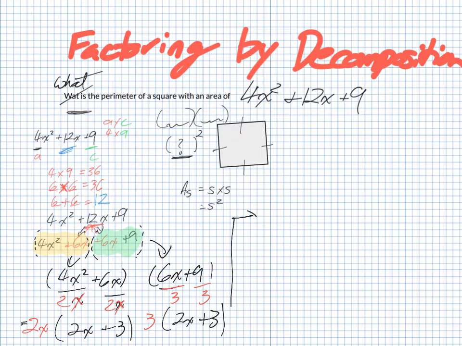I'm going to come back up on this side here. Let's rewrite it. So our expression, all we've done, we haven't changed any values. We've just written it a little differently. The expression that was originally 4x squared plus 12x plus 9 is now written like this. We have it as 2x bracket 2x plus 3 and 3 bracket 2x plus 3.